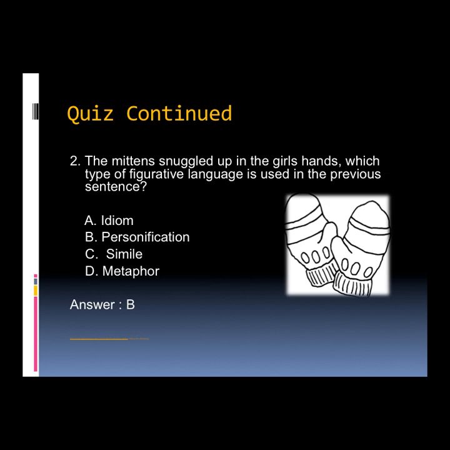The next question is, the mittens snuggled up in the girl's hands. Which type of figurative language is used in the previous sentence? A. Idiom, B. Personification, C. Simile, or D. Metaphor. The answer is B, personification, because we are giving the mittens, which are non-human, human-like qualities.